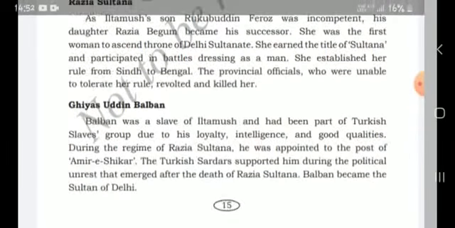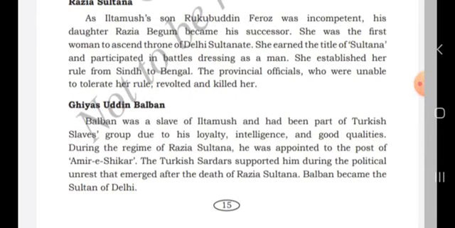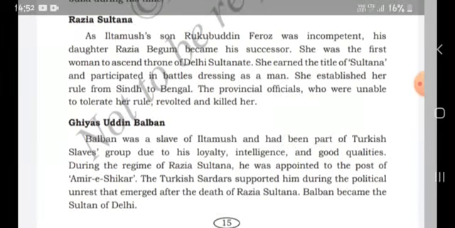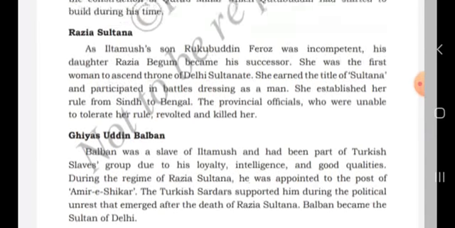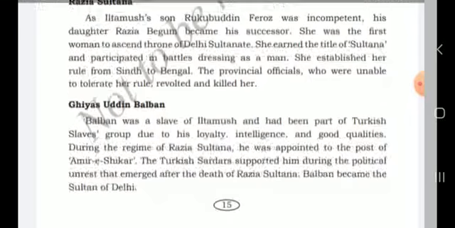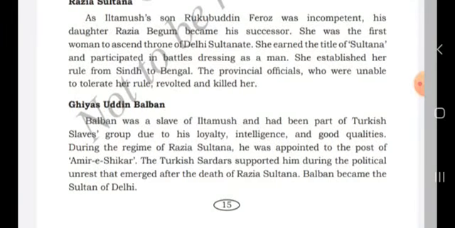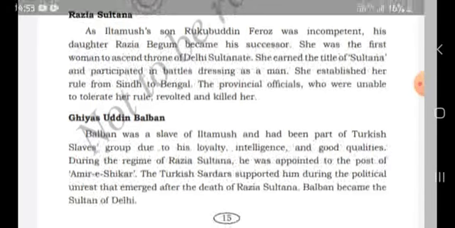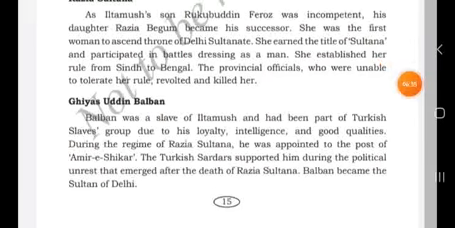Next, Ghiyas-ud-din Balban. Balban, who was a slave of Iltutmish, had become part of the Turkish slave group due to his loyalty, intelligence, and good qualities. During the regime of Razia Sultan, he was appointed Amir-e-Shikar. The Turkish Sardars supported him during the political unrest that emerged after the death of Razia Sultan, and Balban became the Sultan, the King of Delhi.